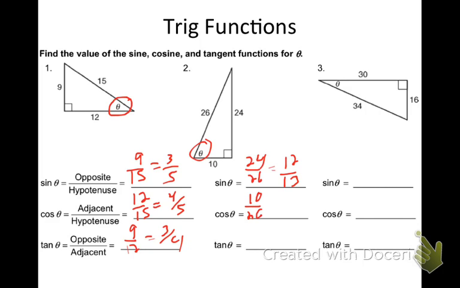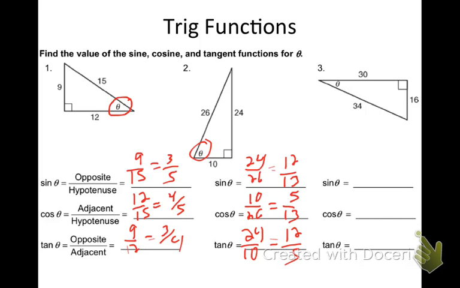Which equals? Good work. And tangent of theta, Mark? 10 over 24. Opposite over adjacent. So what do you get? What's opposite of theta? 24 over 10. There you go. 24 over 10, which simplifies to? 12 over 5. Nice job.